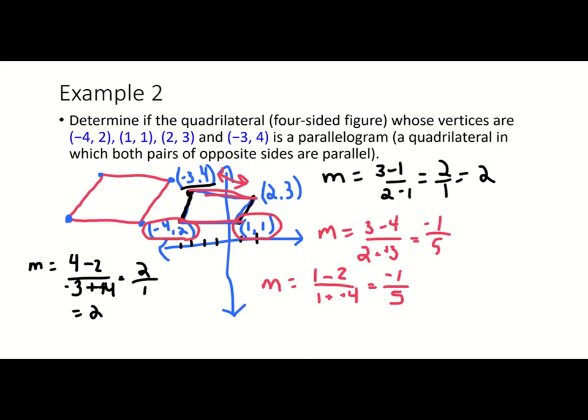So the red lines that I sketched on there also have the same slope of -1/5. So yes, this quadrilateral is a parallelogram because both pairs of opposite sides are parallel.